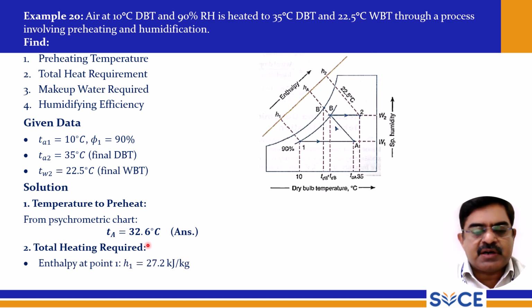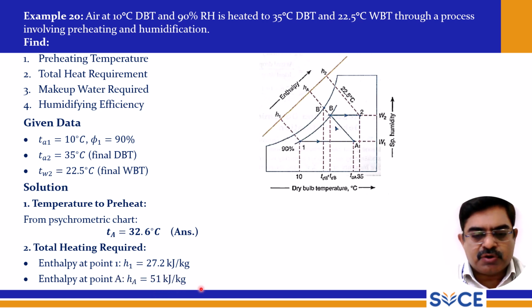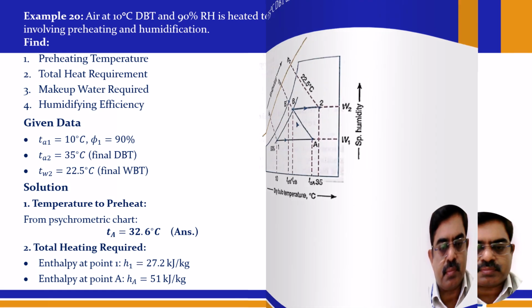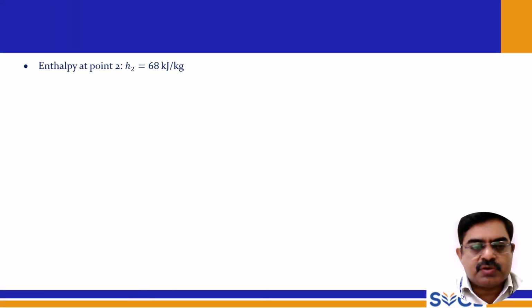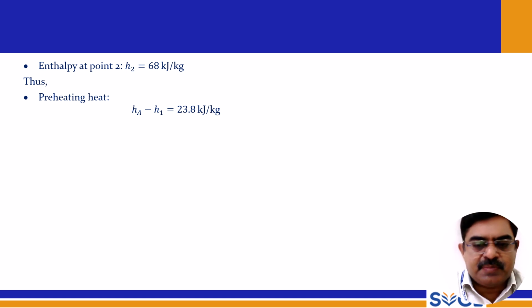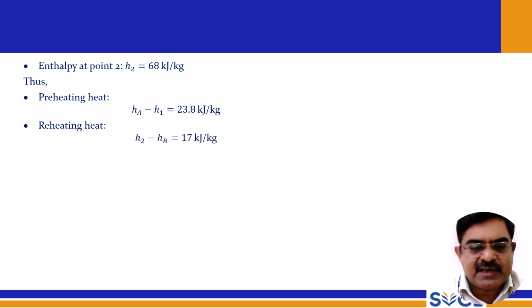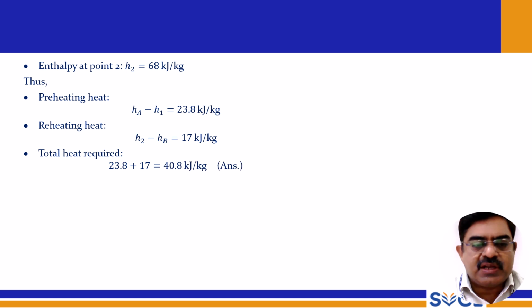That is nothing but at point 1, H1 equal to 27.2 kilojoules per kg, and the enthalpy at point A is 51 kilojoules per kg. The enthalpy at point 2, H2, equals 68 kilojoules per kg. So preheating heat can be found from HA minus H1, that is 23.8 kilojoules per kg. Reheating heat is H2 minus HB, that is 17 kilojoules per kg. Total heat required is 23.8 plus 17, that is 40.8 kilojoules per kg.